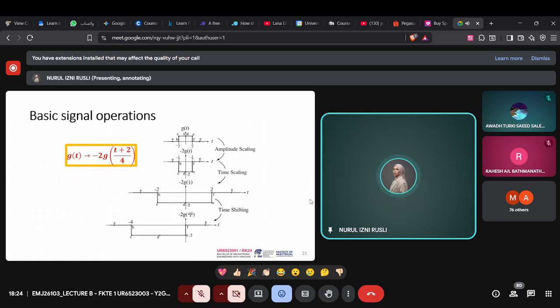So let's have a look at the example here.